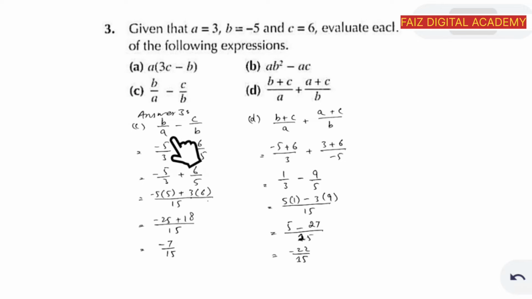The C part of this question contains b over a minus c over b. Values are written in place of these variables as per the condition given in this question, and then multiplied, and we take the LCM of these fractions and solve them to get the answer. Similarly, the D part is solved. So I would request you to kindly pause this video and practice the D part and match your answer for correctness.